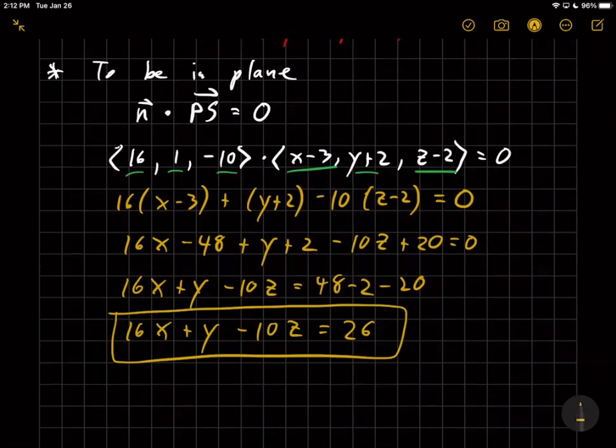Let me just check what we had in MATLAB here. I believe that is, in fact, what we have in MATLAB. MATLAB puts the number 1 in front of the y, but this does, in fact, match what we were expecting.